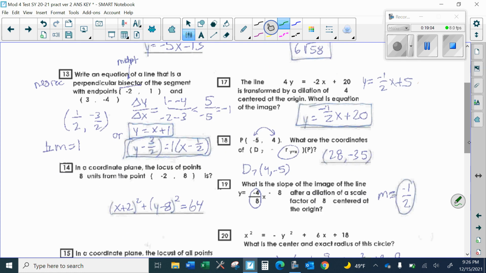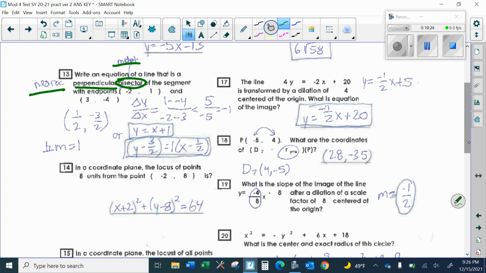Number 13, write the equation of the line that's the perpendicular bisector of the segment with those endpoints. So perpendicular means negative reciprocal, and the midpoint is the bisector. So I have to find the midpoint between those two. How far from 3 to -2? That's a total of 5, half of 5.